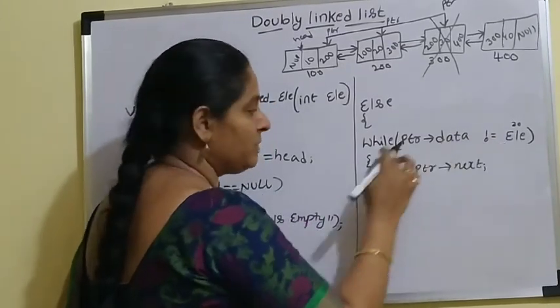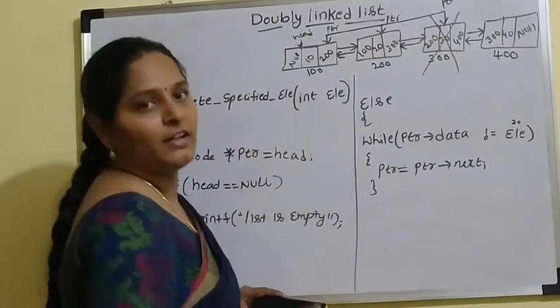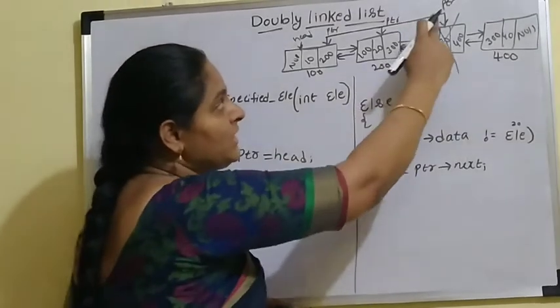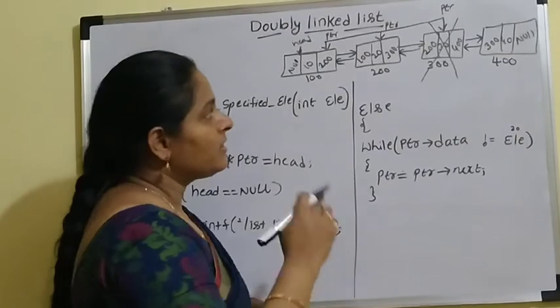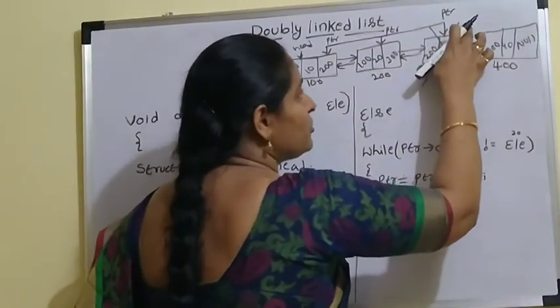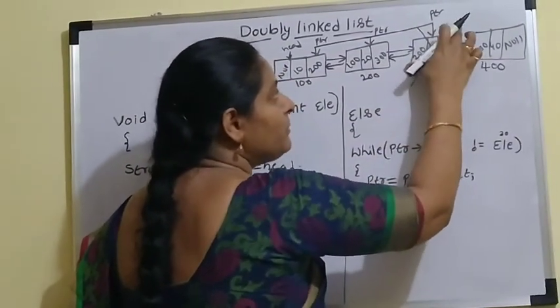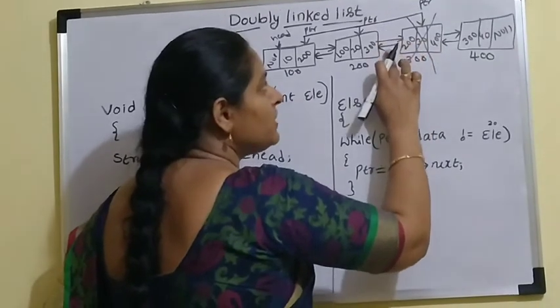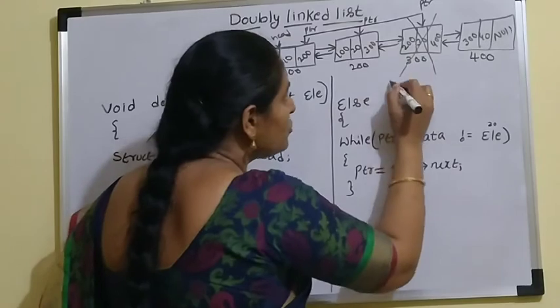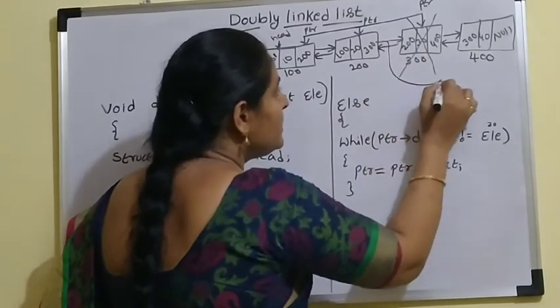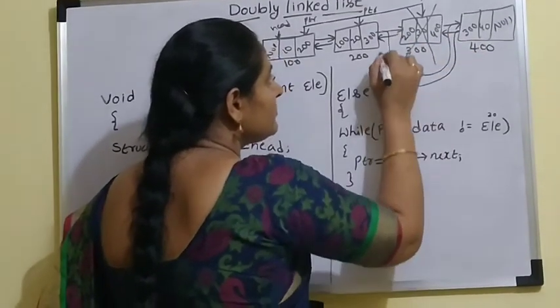Condition failed. That means we found the element in the list. Once you find the element in the list, you just stop the ptr pointer there itself. Then we need to remove this node now. To remove this node, we need to disconnect these two links and these two links, and we need to connect these two links.